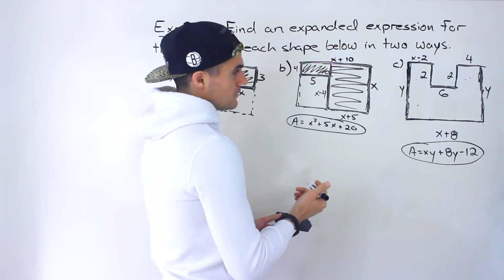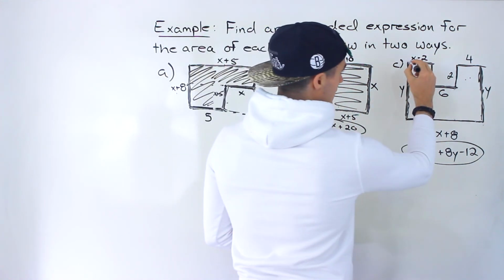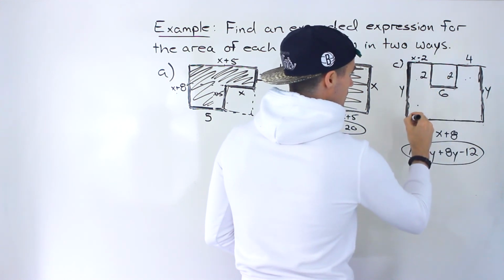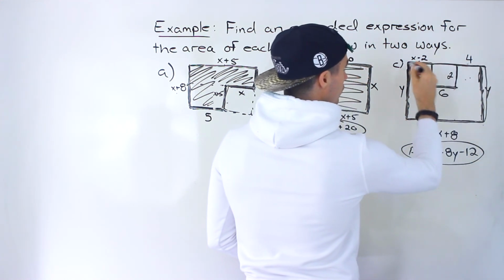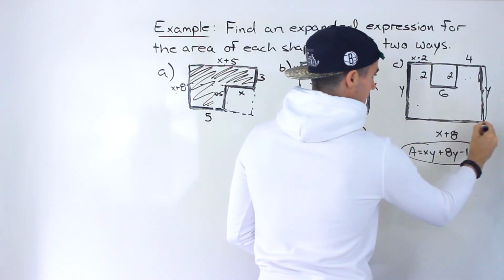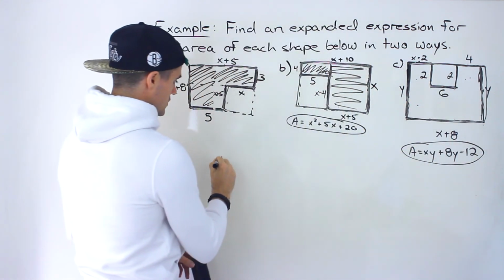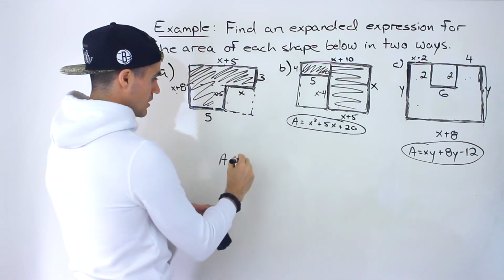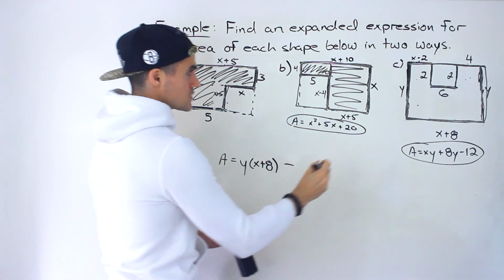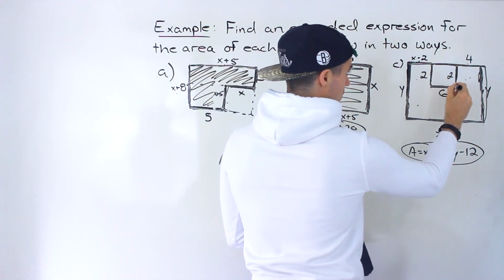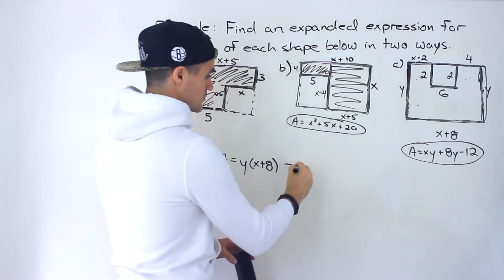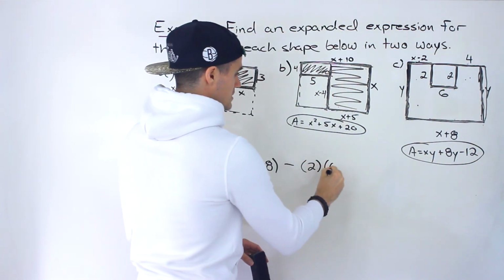And the third way, what we're going to do is we're going to take this total area over here. So let's fill this out. So it's going to be this big area over here. And notice that we have this length, which is y. We have this length, which is x plus 8. So the total, the large area, is going to be y times x plus 8. And then we're just going to subtract this empty area over here. Notice we have 2, and then we have 6. So we're just going to be subtracting 2 times 6.